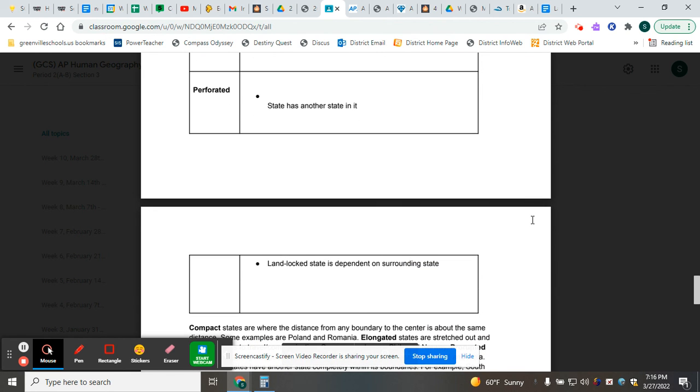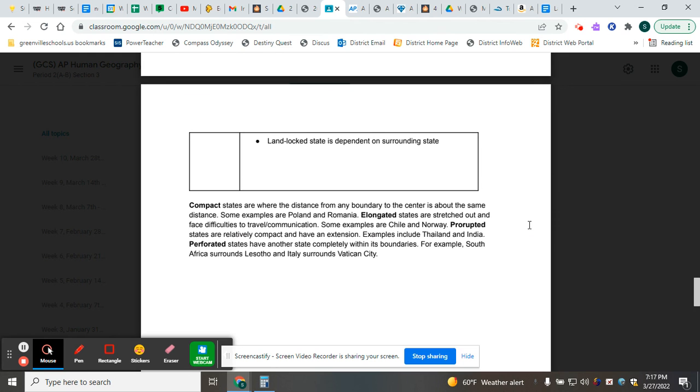We here in America don't have any examples of a perforated state, but there are some examples globally. Take, for example, Vatican City. Vatican City is its own country, located in Rome, which is the capital city of Italy. So when you leave Vatican City, you're going to have to go into Italy, into Rome. You're essentially landlocked and dependent on the country that surrounds you.